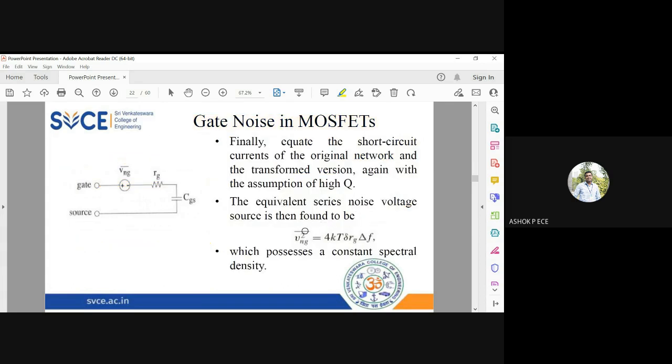And finally, the equivalent noise voltage can be given by this equation: 4kT delta R_G into delta F. This is the equivalent RMS noise voltage available in the gate noise of your MOSFET. And here we can see there is no dependence on F. Delta is a constant, R_G is your resistance. So you can see this expression for noise possesses a constant spectral density. Constant spectral density means it is independent of frequency, because there is no F term present here.